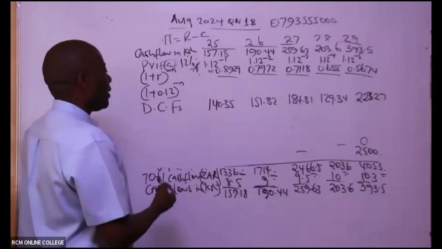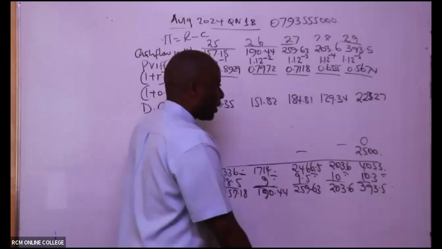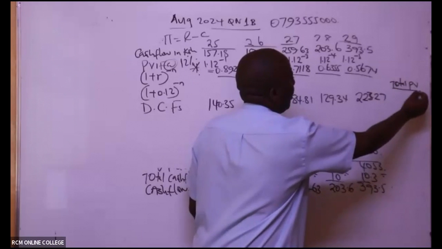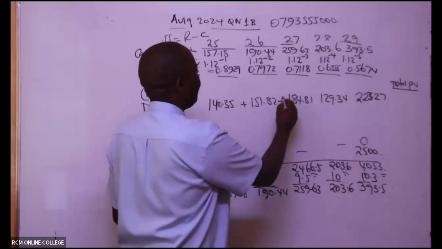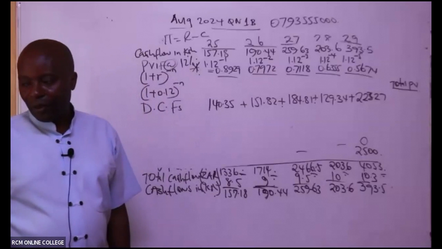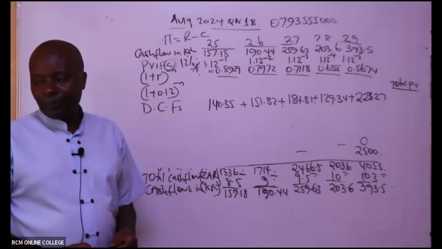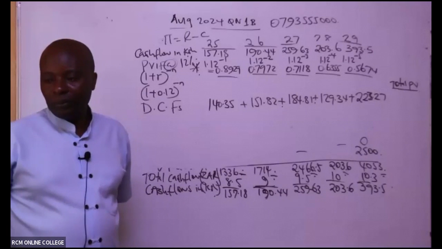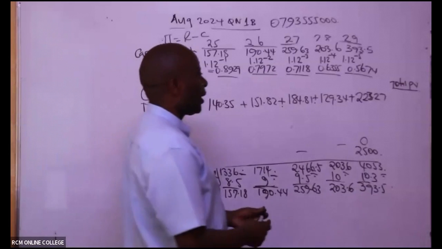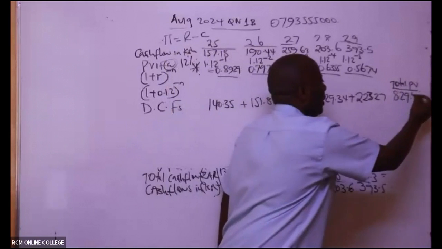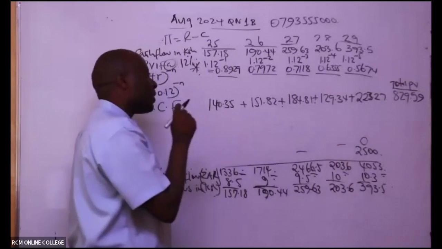And therefore, what is the total present value? Can somebody come and add for us here? You add everything. You need the total present value. 829.59. That is the total present value.